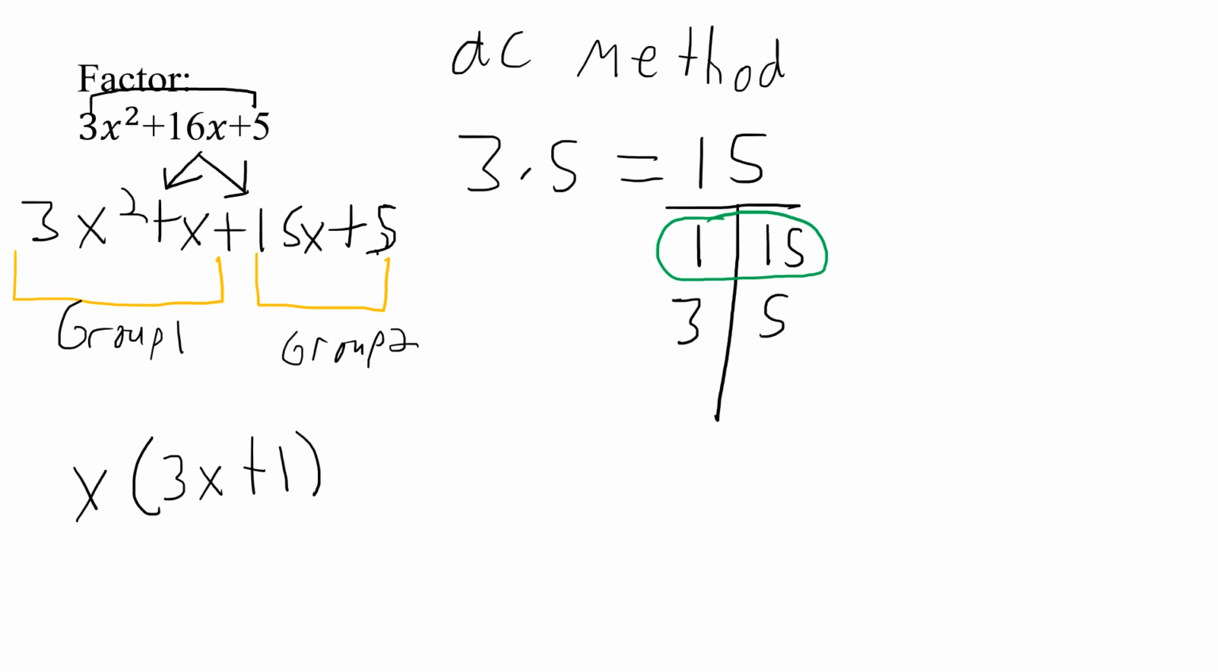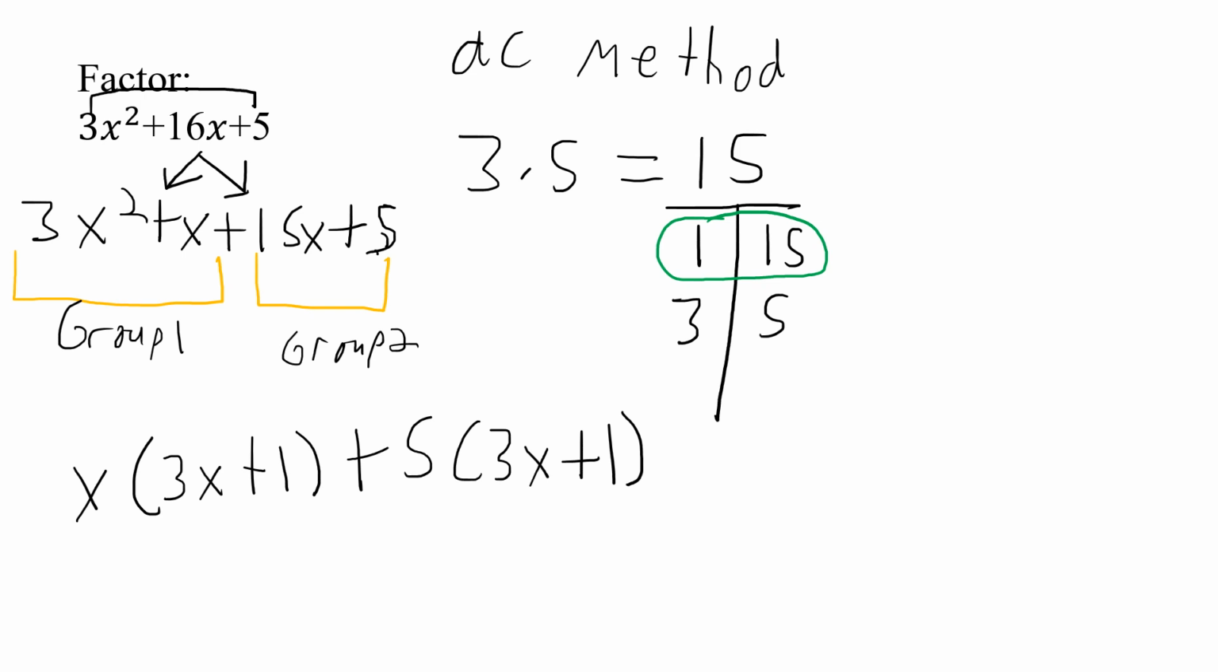Let's take a look at group 2. What's the biggest thing that group 2 has in common? Well, the answer would be a positive 5. If you take a 5 out from both, you're left with 3x to begin with, and plus 1, because 5 over 5 is just 1. Now this is really good.